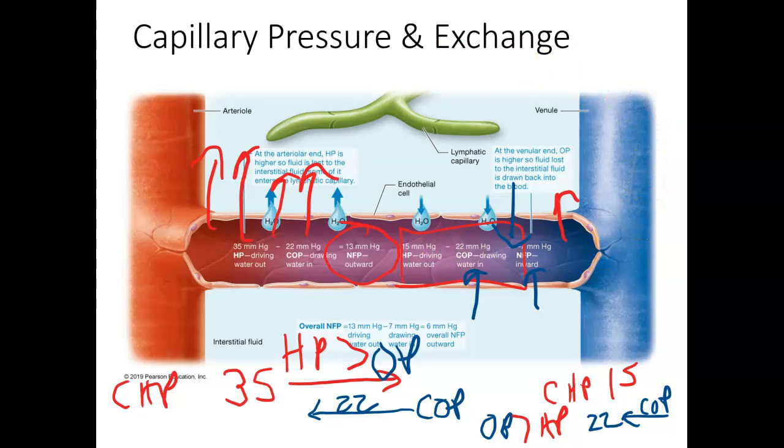One thing you're going to notice, though, is that the pressures are not equal. If we look at the arterial end, our net filtration pressure, pushing things out, was around 13, 35 minus 22.